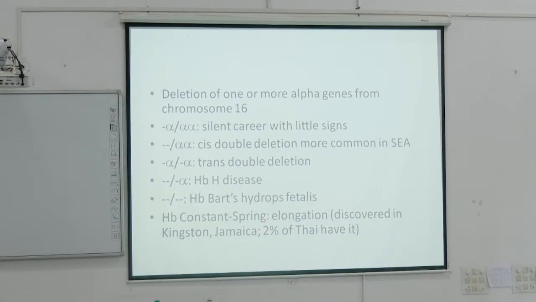There are two subvariants of hemoglobin Constant Spring. Hemoglobin Constant Spring elongation variant was discovered in Kingston, Jamaica. 2% of Thai people have it.